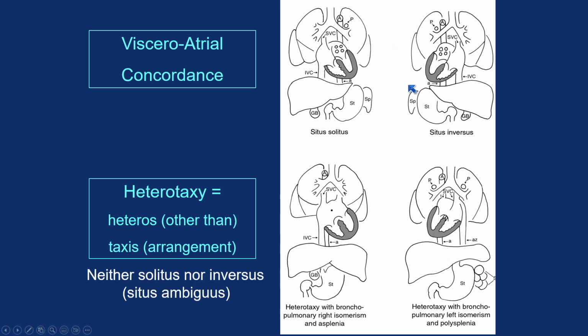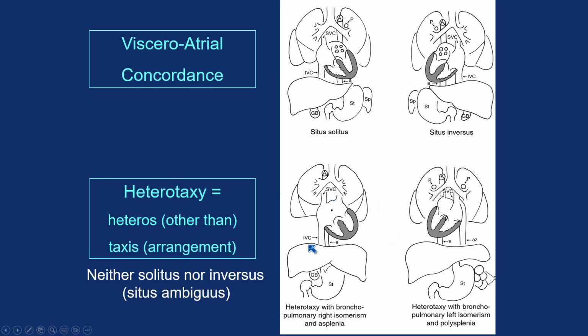Situs inversus is just a mirror image of the organs. It doesn't necessarily mean you have an abnormality of the heart in this situation. I will come to that, but it's just mirror imaging. Now there are conditions we call heterotaxy, where you have neither solitus nor inversus arrangement of these organs, and some call it situs ambiguous, but this is what we call heterotaxy or isomerism.